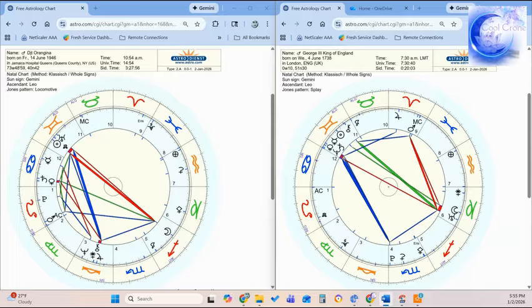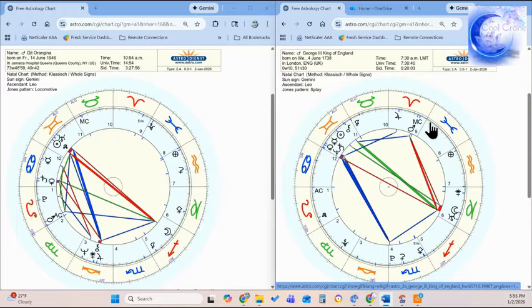In addition, his Mars is directly square to his Uranus-Moon conjunction. Here is his Uranus-Moon conjunction in early degrees of Capricorn, and here is his Mars conjunct the midheaven in early degrees of Aries, and those are 90 degrees away from each other, which is a square aspect, which is a stress aspect.